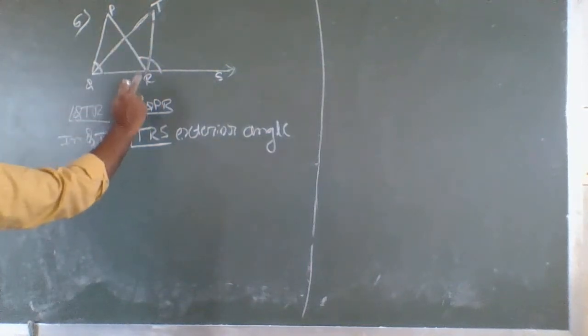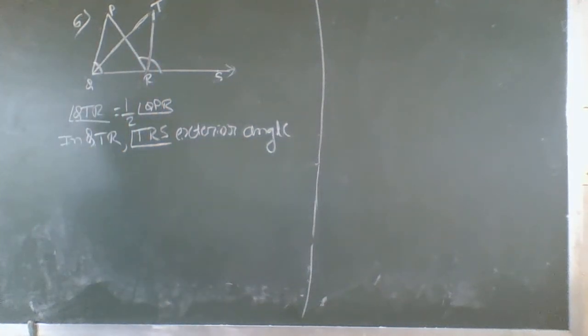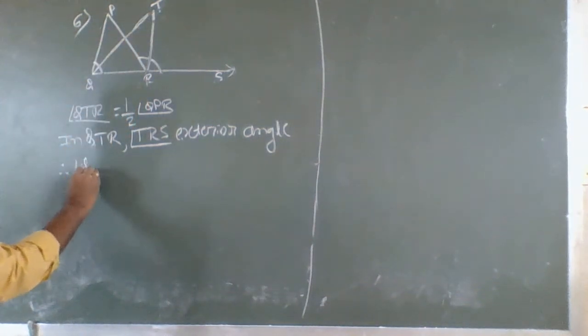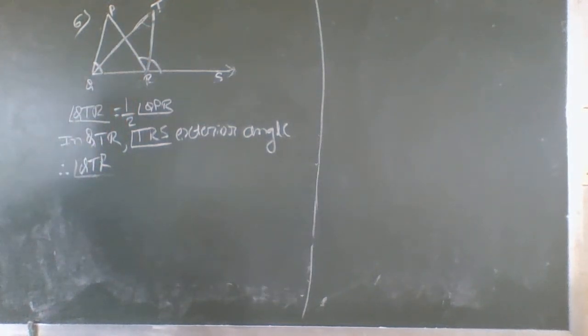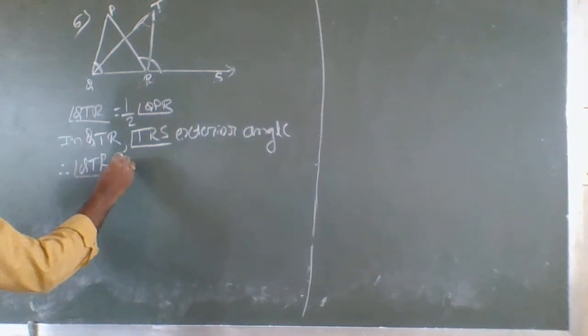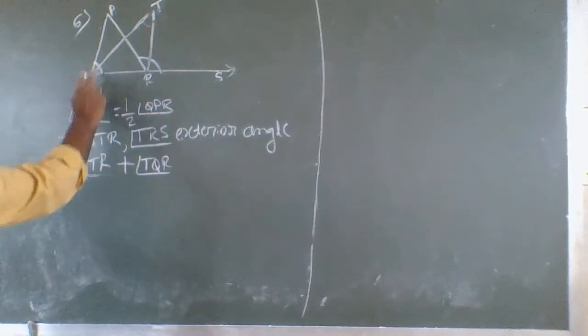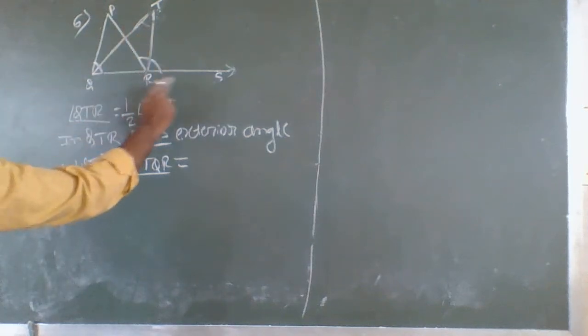In triangle QTR, angle TRS is the exterior angle. So now, by using the exterior angle property, what can we write here? Therefore, angle QTR, this angle, plus angle PQR, this angle, is equal to angle TRS.